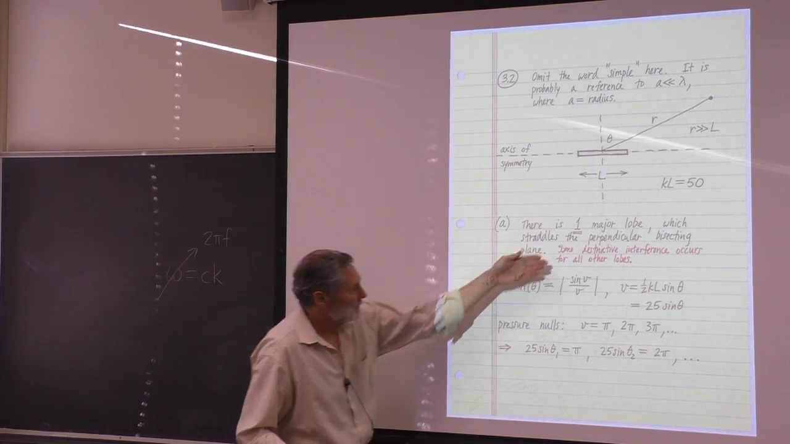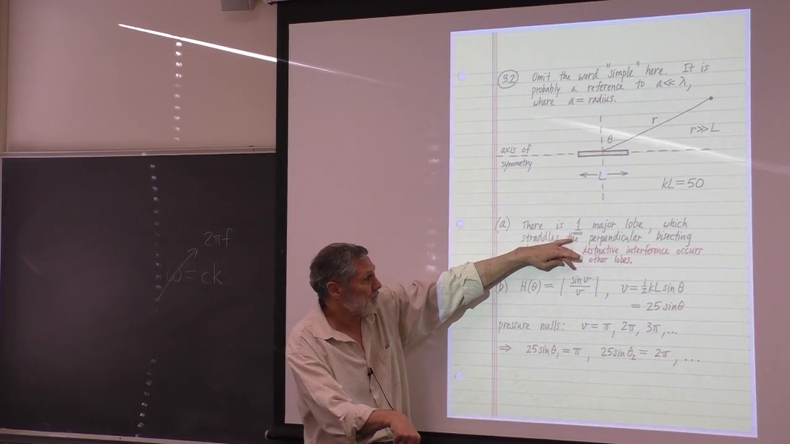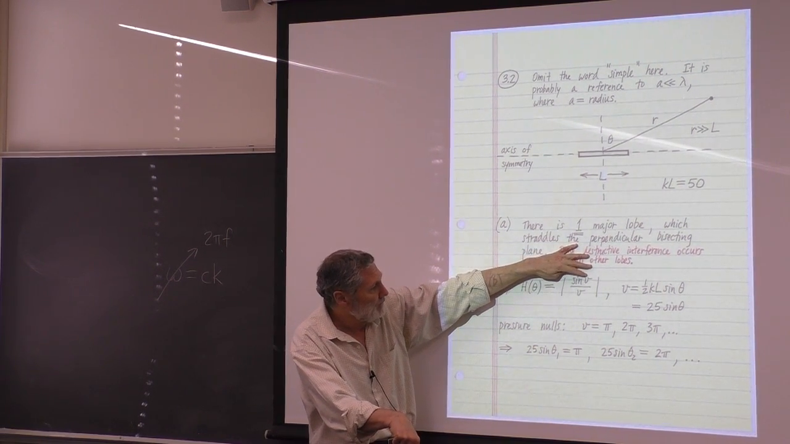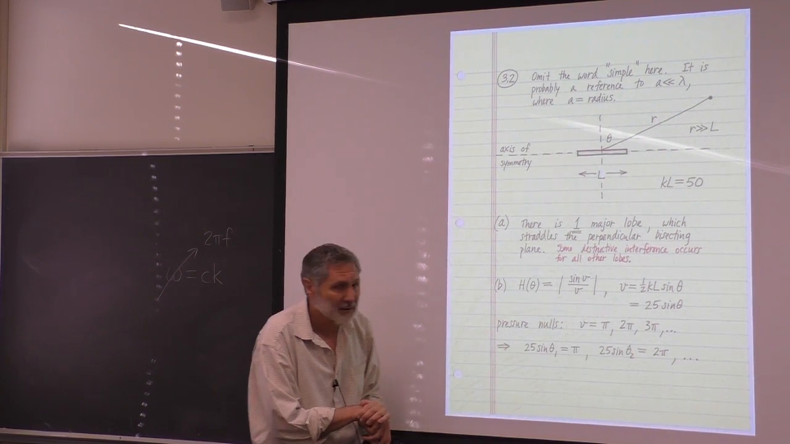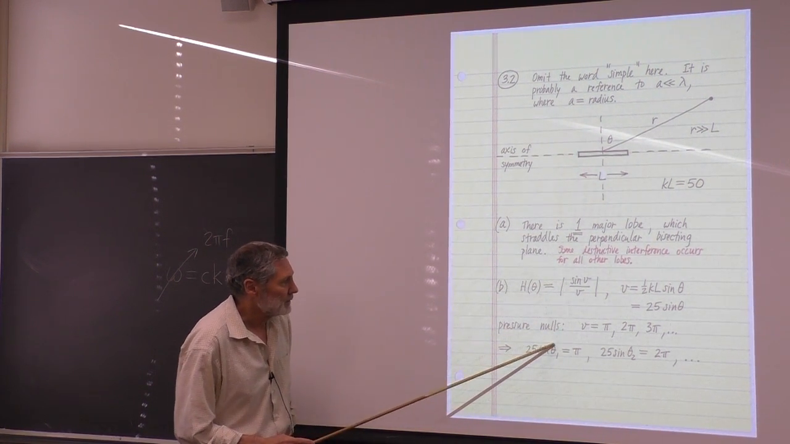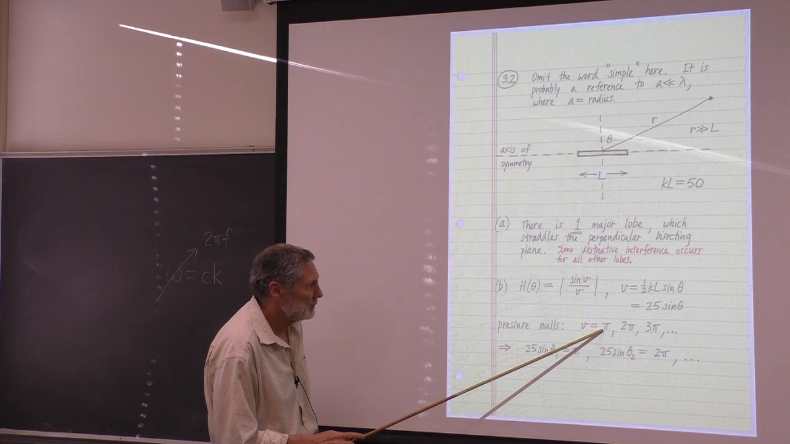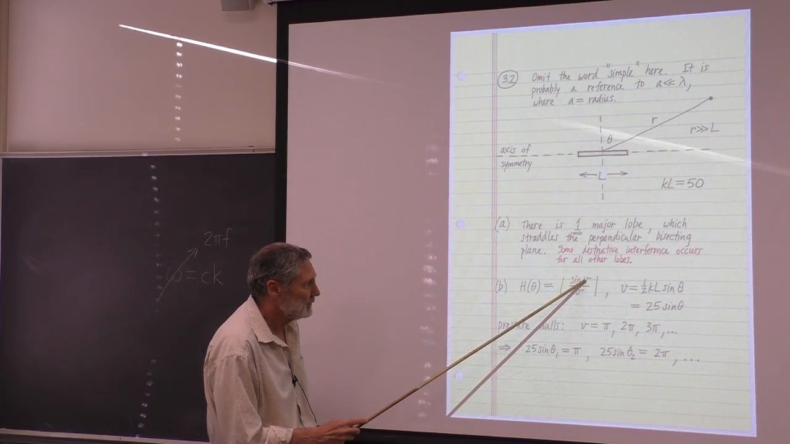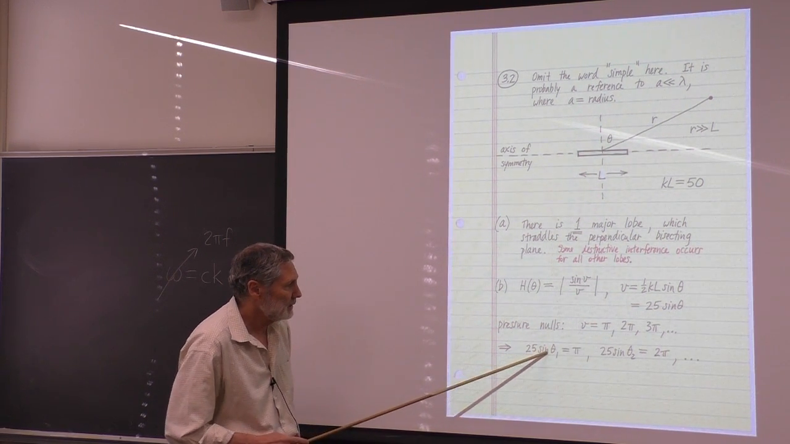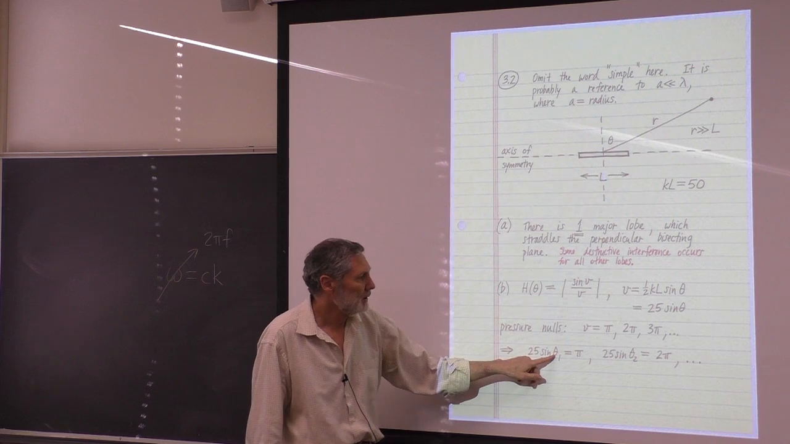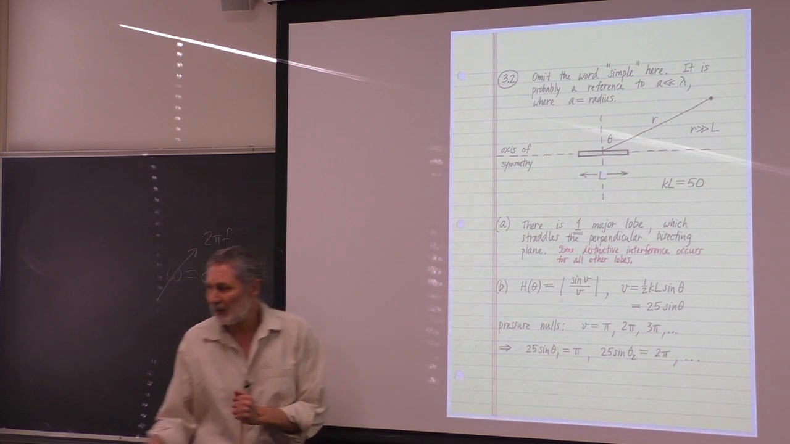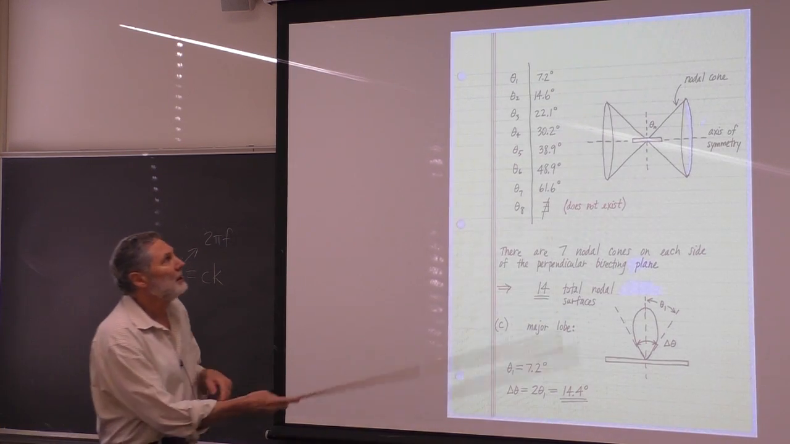And now you can see this. We're going to get pressure nulls here, zeros in pressure. They're going to occur when V is an integral number of pi, because the sine of n pi is equal to 0. So I can start calculating these here. The first one is going to correspond to V equal to pi. So I just set 25 times the sine of theta equal to pi. That's going to correspond to a certain angle, and I can solve for that angle. Then I go to the next one, and I solve for that angle. And I just march along here and combine these angles.